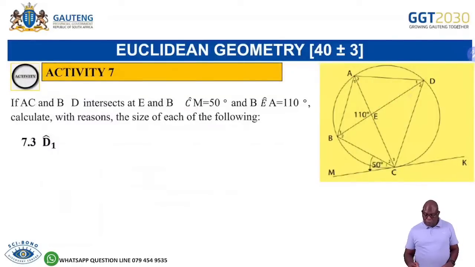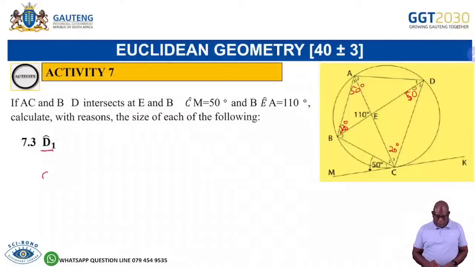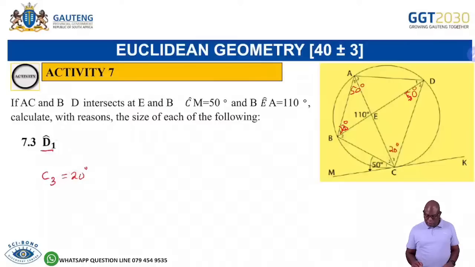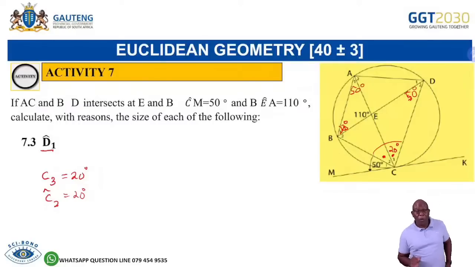So now I already know that this angle is 50. This angle is 50. This angle is 20. Obviously, if this angle is 20, C3 will be 20. Alright? So for me to get D1, C3 will be 20. If C3 is 20, C2 will also be 20, because remember, this angle here is bisected. So you must read those statements and then from there put that on the sketch.